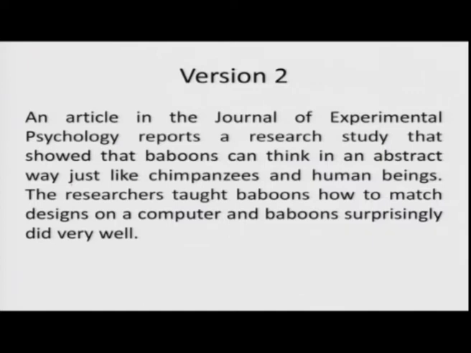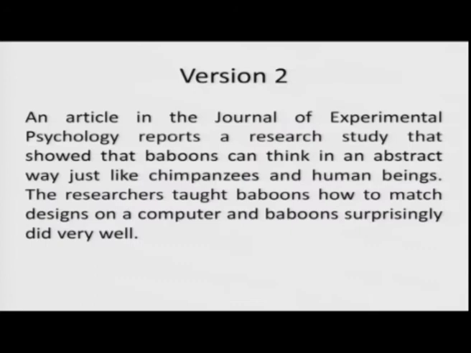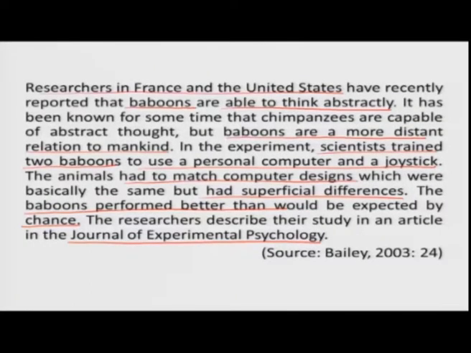Chimpanzees are mentioned in the original text, and this also mentions them. So, if you recall, I am going back to the original text. It has been known for some time that chimpanzees are capable of this. So, this is mentioned in the original text, so it comes here in the summary as well, and human beings. So, this I am going to circle, because do you find the words human beings here?